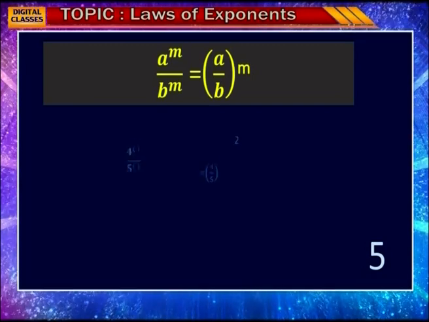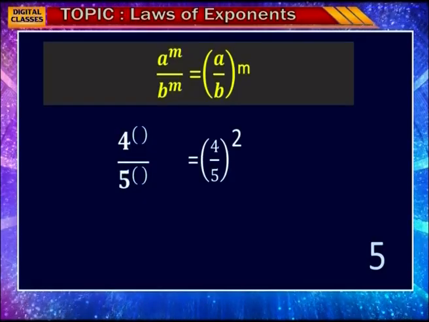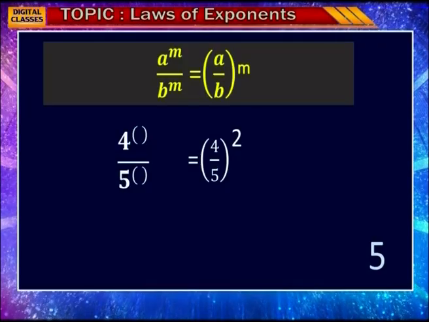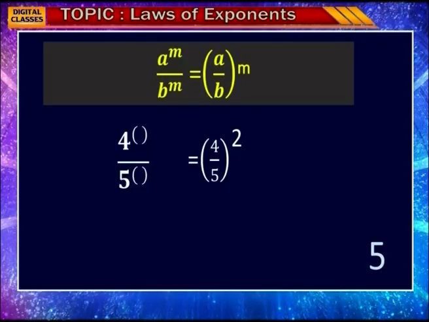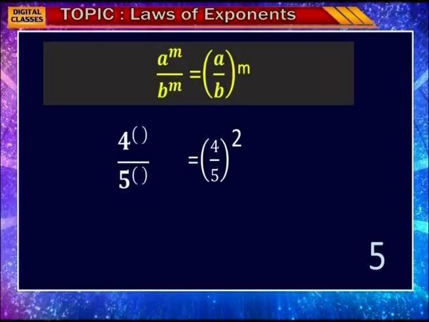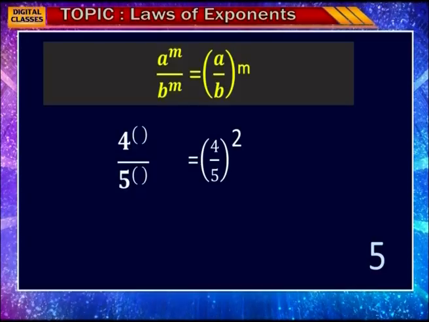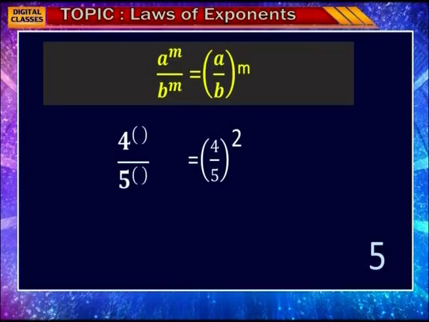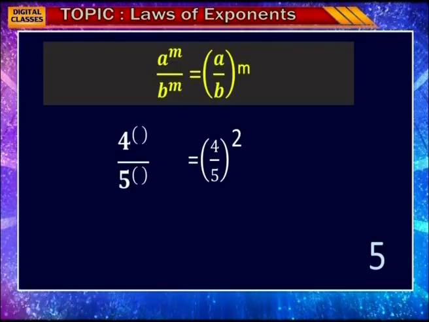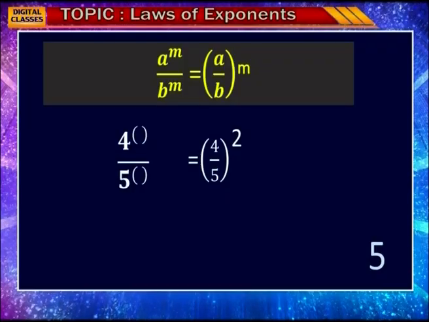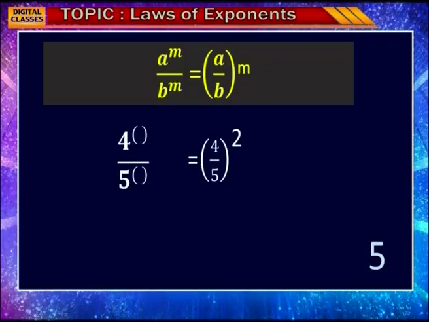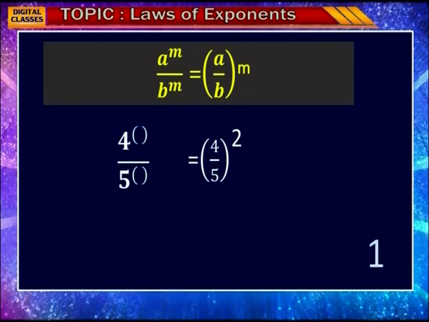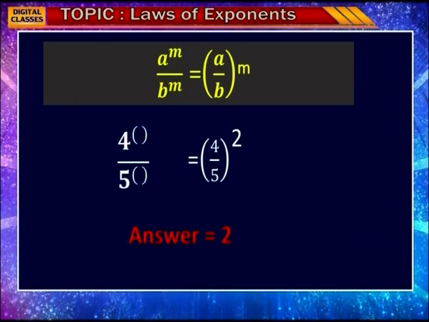Let us solve one problem here. 4 to the power of bracket is there by 5 to the power of bracket is there. Right side RHS you see carefully, 4 by 5 whole to the power of 2 is there. So, what should be there in the bracket now? Which number should be there in the bracket? Come on, quick, think students. I'll give 5 seconds time. Over? The answer is 2.